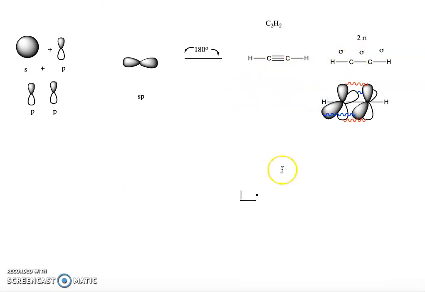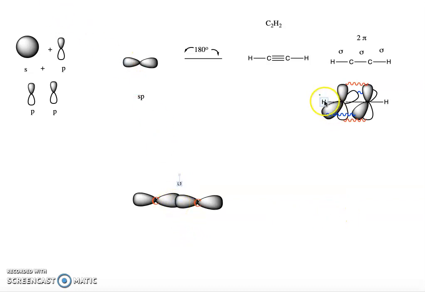Now if we try to put things together and look a little bit more at what's going on with our sigma bonds and our pi bonds, we can do that. So I have this carbon right here with its sp orbitals like this, and the other carbon is right next to it with its sp orbitals, and they overlap to form the sigma bond. So this overlap right here between the 2 sp orbitals is my sigma bond.